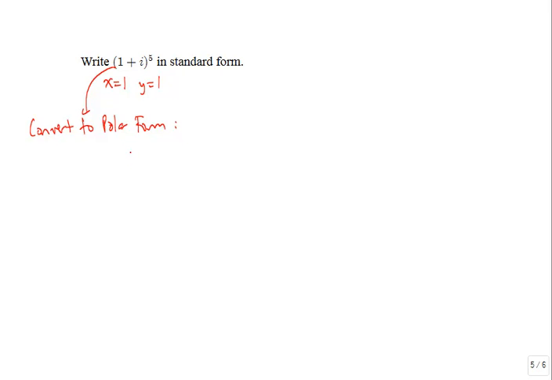Now to convert to polar form, we're going to have to figure out what that r and that theta are equal to. So how do you get r again if you know x and y? Remember, r is just the hypotenuse of that right triangle. So r is defined to be the square root of x squared plus y squared. So 1 squared plus 1 squared is going to be 2, so r is square root of 2.